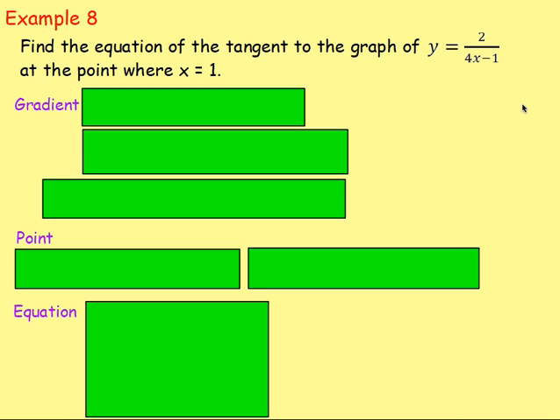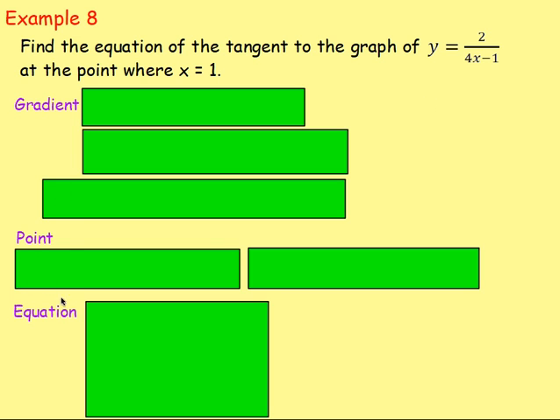Let's try one more. Example 8. Find the equation of the tangent to the graph of y equals 2 over 4x take away 1 at the point where x equals 1. Think about this. We're wanting the equation of a tangent. A tangent is a straight line, so we want the equation of the straight line. Whenever you want the equation of a straight line, you should be thinking gradient point equation.